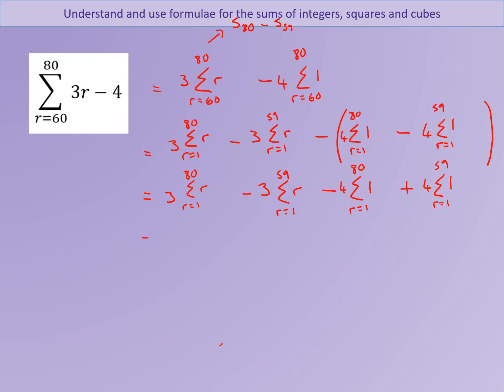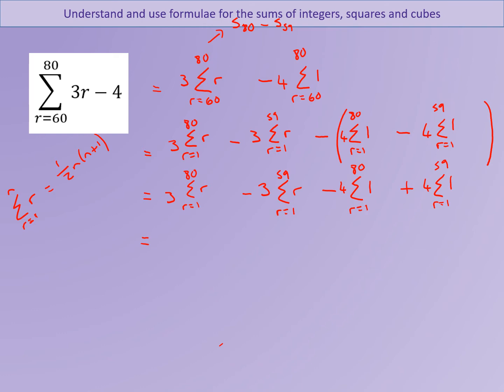So the first two we're going to use formulas. For the first two, we're going to use the half n times n plus 1 formula. That is the sum from 1 to n of r, which becomes a half n times n plus 1. So that's what we're going to use here.